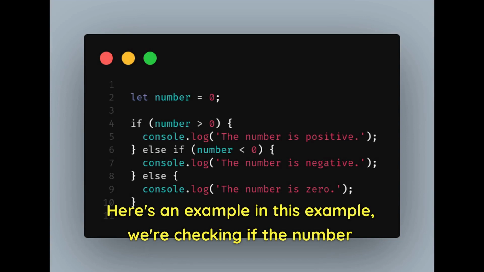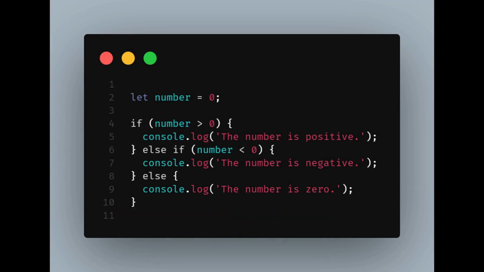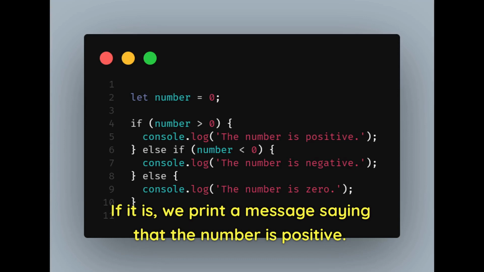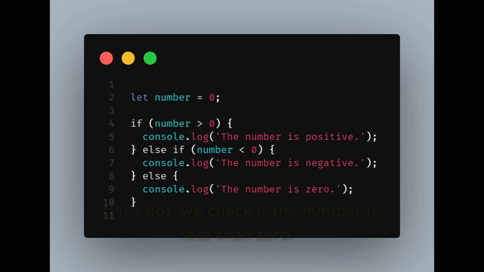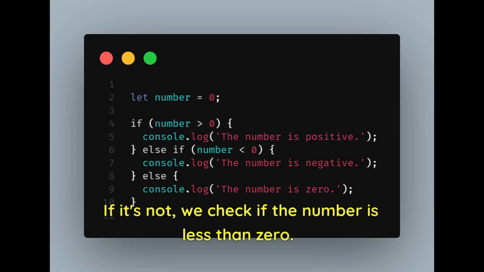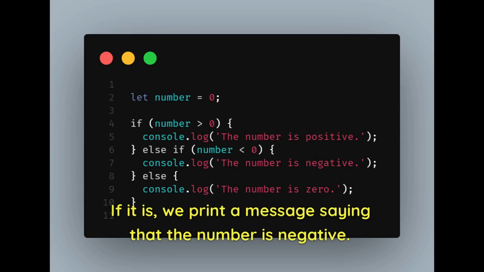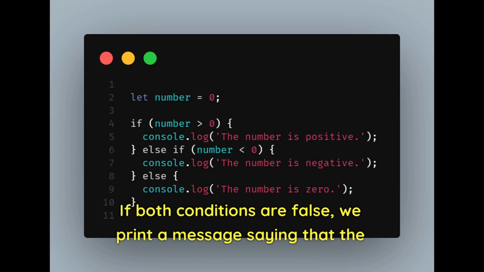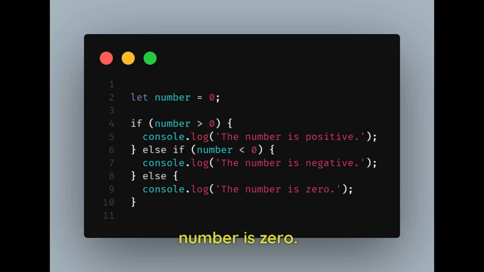Here's an example. In this example, we're checking if the number variable is greater than 0. If it is, we print a message saying that the number is positive. If it's not, we check if the number is less than 0. If it is, we print a message saying that the number is negative. If both conditions are false, we print a message saying that the number is 0.